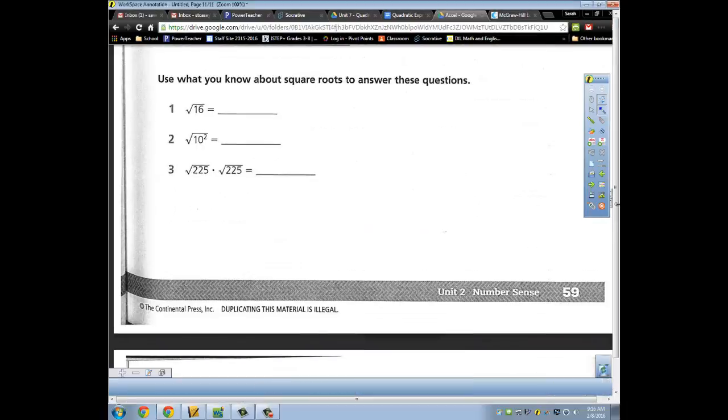The square root of 16. So what times itself is going to give me 16? That's 4. Because 4 times 4 is 16. Please do not put 8. I'm not dividing by 2. There's no 2 there, so don't divide by 2.